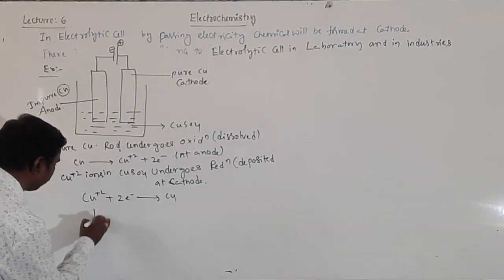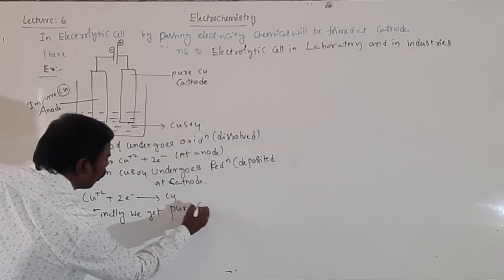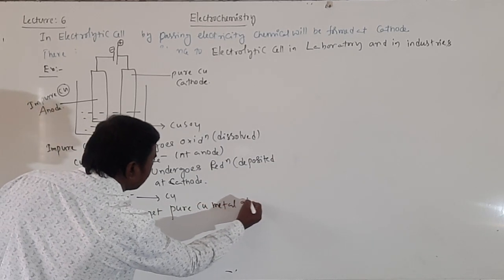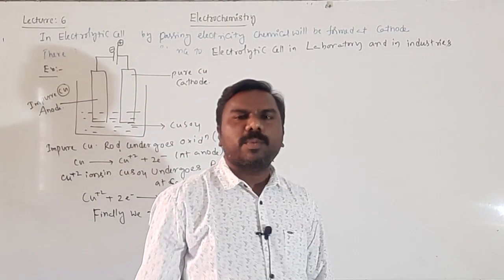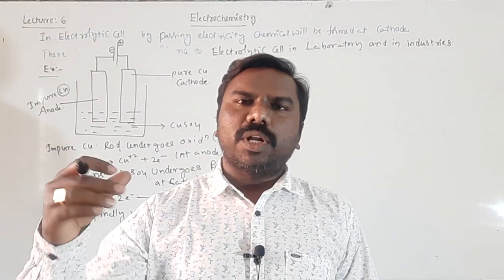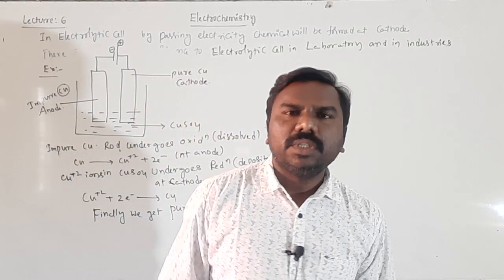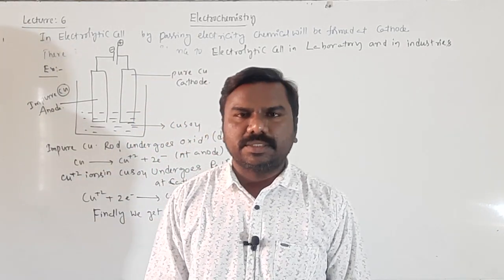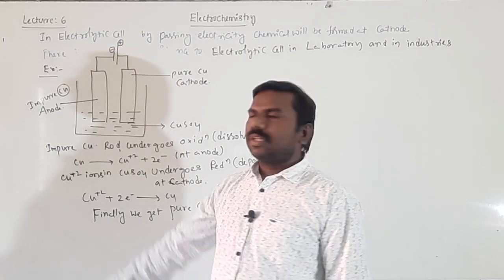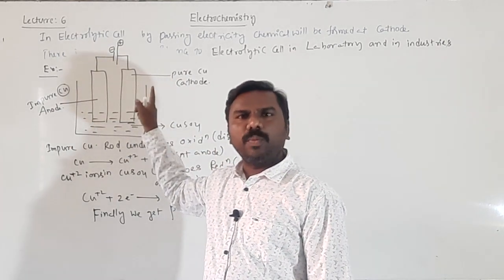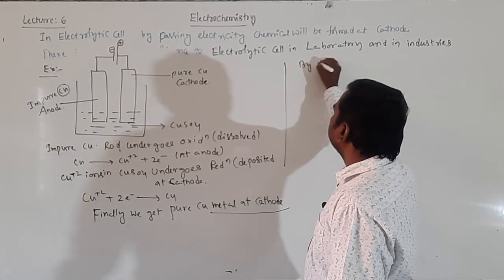Finally, we get pure copper metal at the cathode. Very, very important. Electrolysis means the production of chemical substances, or a chemical decomposition, by the passage of electricity. By passage of electricity through the copper sulfate solution, the impure copper rod is converted into a pure copper rod at the cathode.